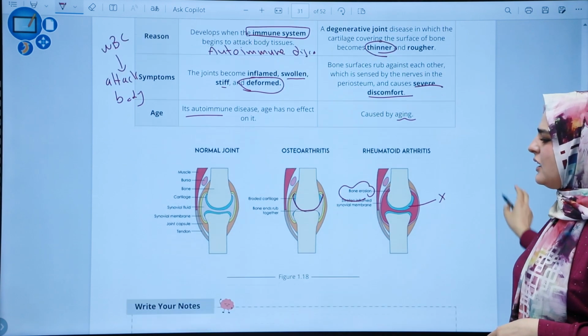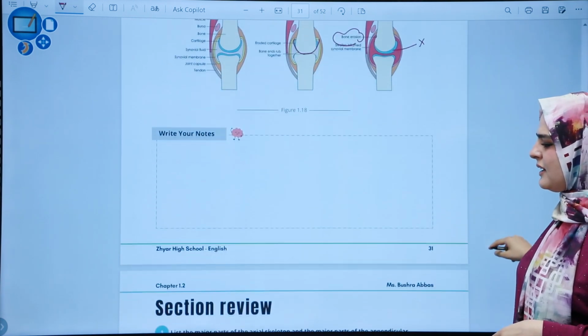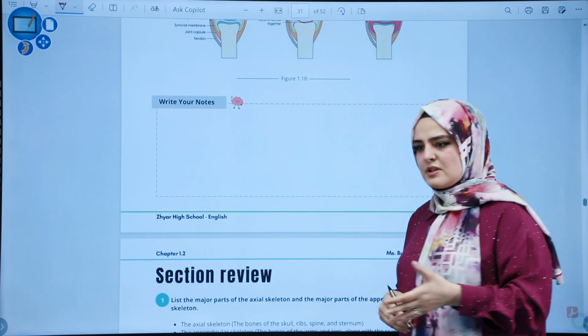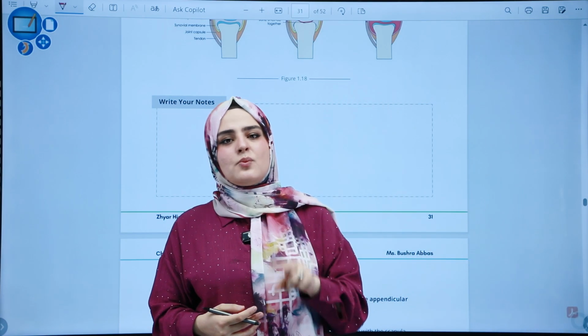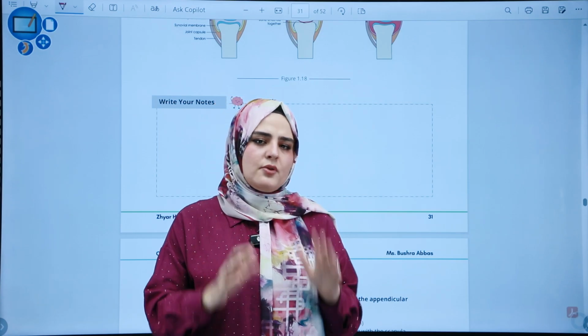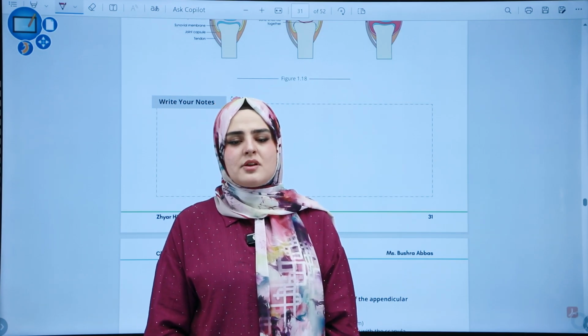At the end of each section, we study something about a deformity or a disease of this system. And these two examples are perfect for bone, which happens in the joints.